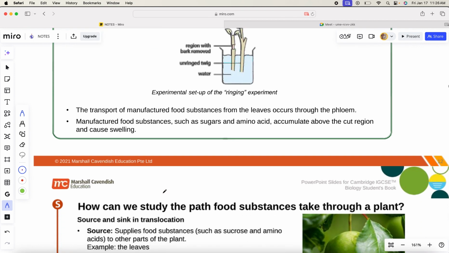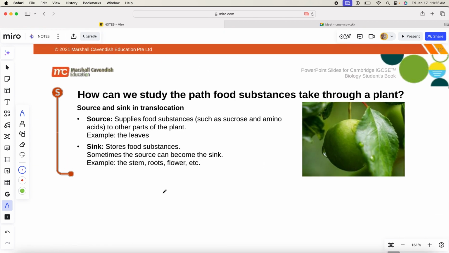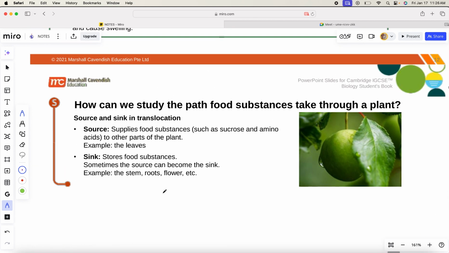This is just an experiment, an investigation. What you should investigate is how we can study the path food substances take through the plant. This is food that is manufactured and saved by the plant. The plant tends to use it later, but human beings go and steal from the plant. Now, source and sink in translocation.